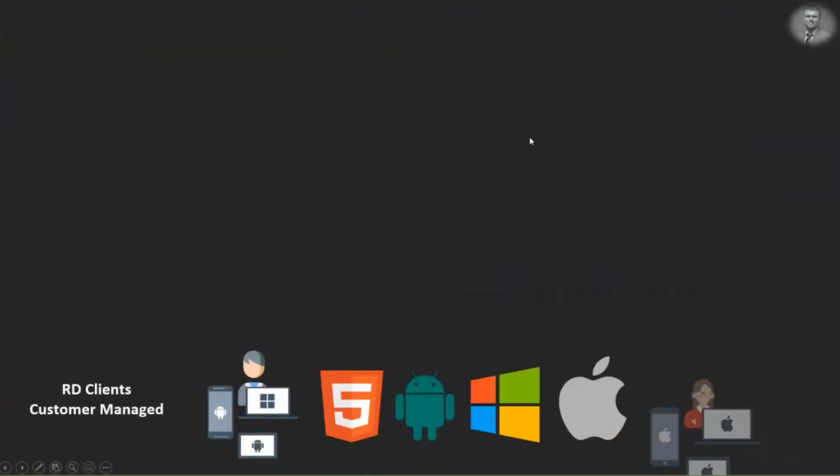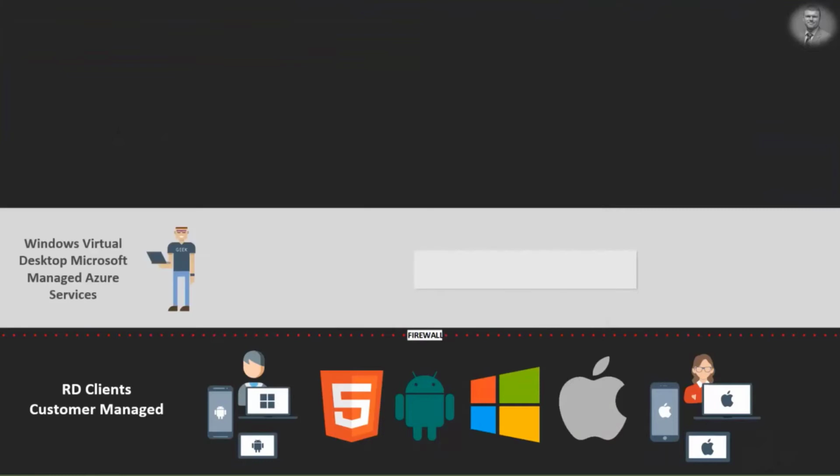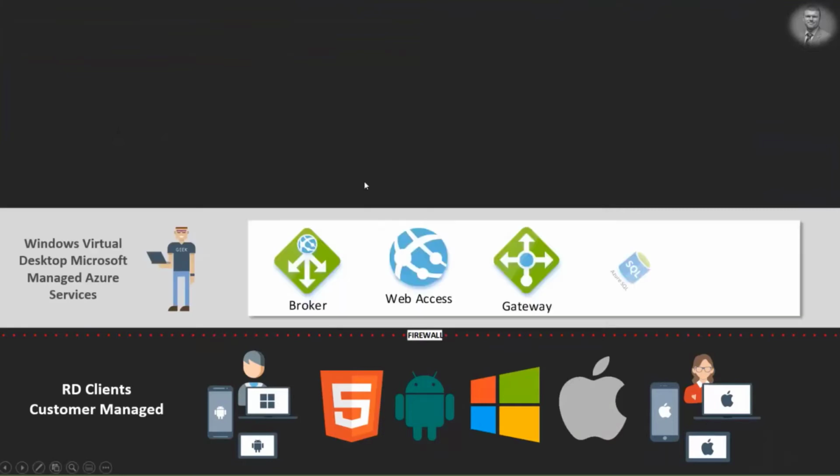So a bit of a breakdown on how Windows Virtual Desktop is consumed and built. These are your clients, whether it's an HTML5 browser, a Windows app, a Mac app, or apps for iPhone and Android. You can connect from all of these devices into the Windows Virtual Desktop service, obviously behind your firewall. And this is the Windows Virtual Desktop that is provided as a service to you by Microsoft.